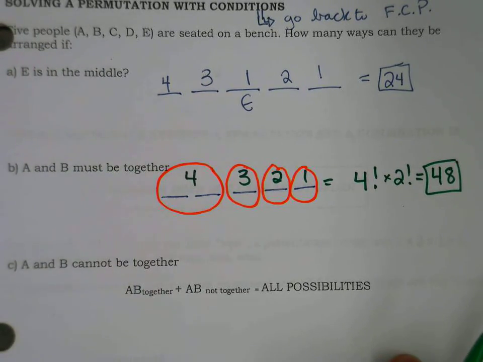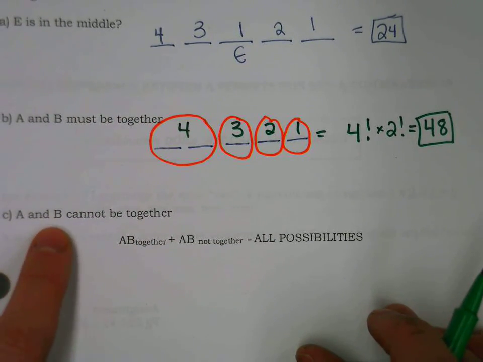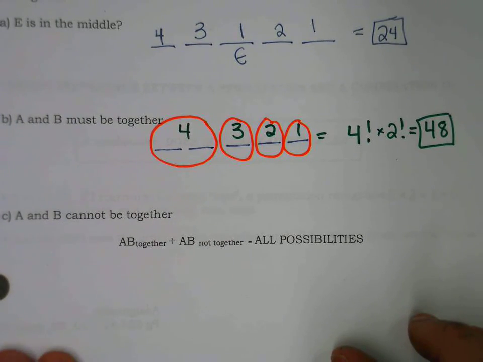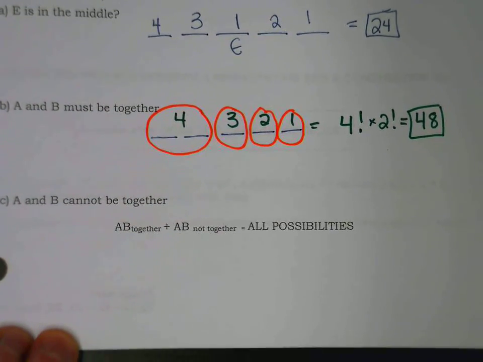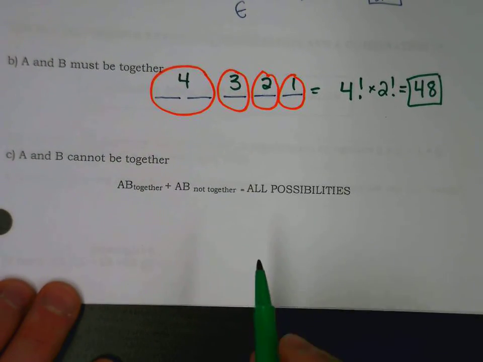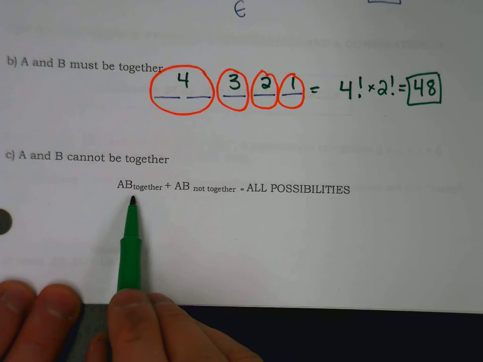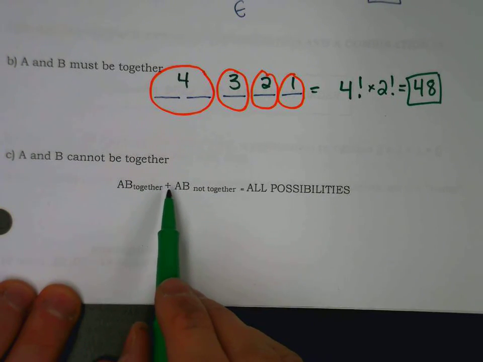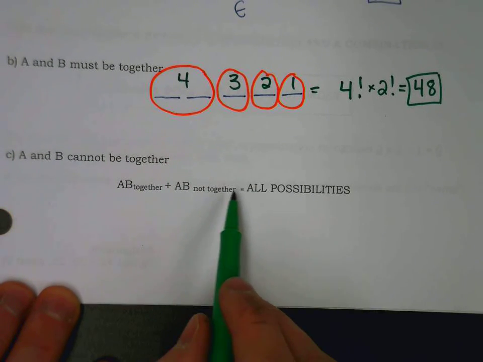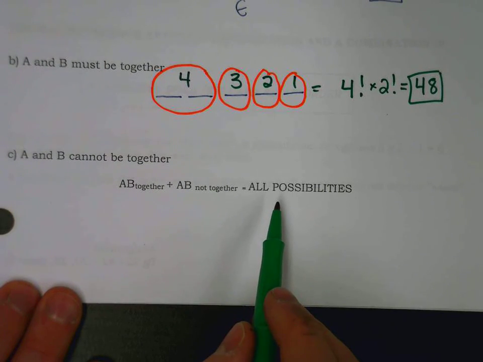It gets even a little bit more complex when person A and person B maybe had a fight, and they cannot be together. So for this one, we've got a bit of a formula which says: the ways that person A and B can be together, added to the ways that A and B are not together, should represent all possible ways that 5 friends could sit in a row.